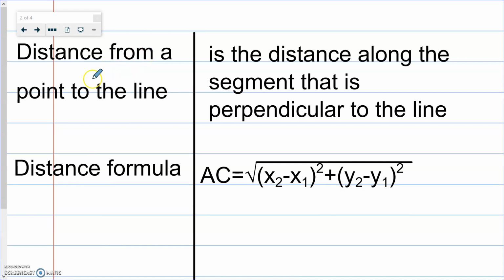So to find the distance from a point to the line, it is the distance along the segment that is perpendicular to the line. We learned previously that there's only one line that is perpendicular to the other going through the point. And to find the distance, we will use the distance formula: AC equals the square root of (x2 minus x1) squared plus (y2 minus y1) squared. We used this formula previously, and don't worry if you haven't seen it in a while or don't remember it or have never seen it before. I'll show you an example of how to use it now.